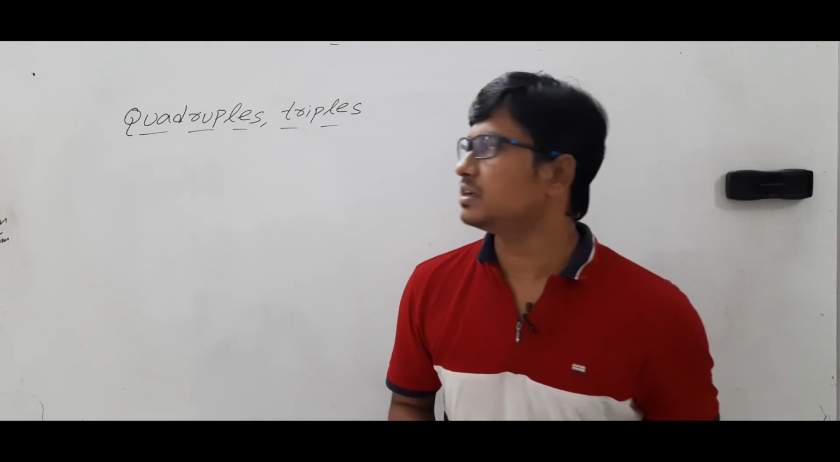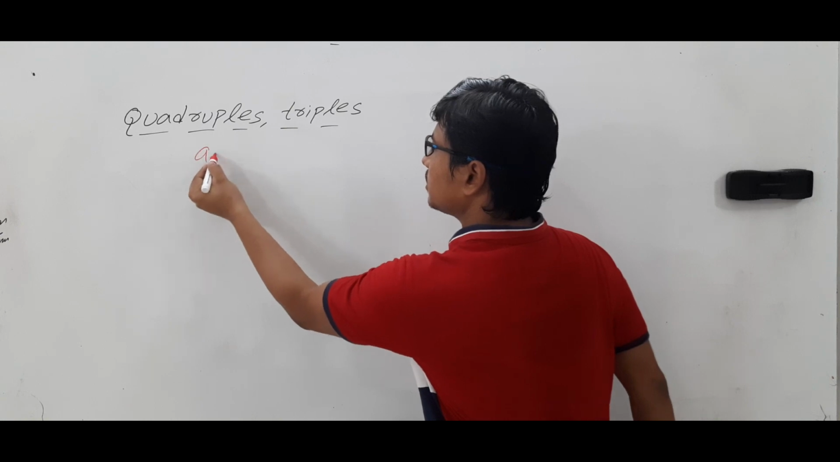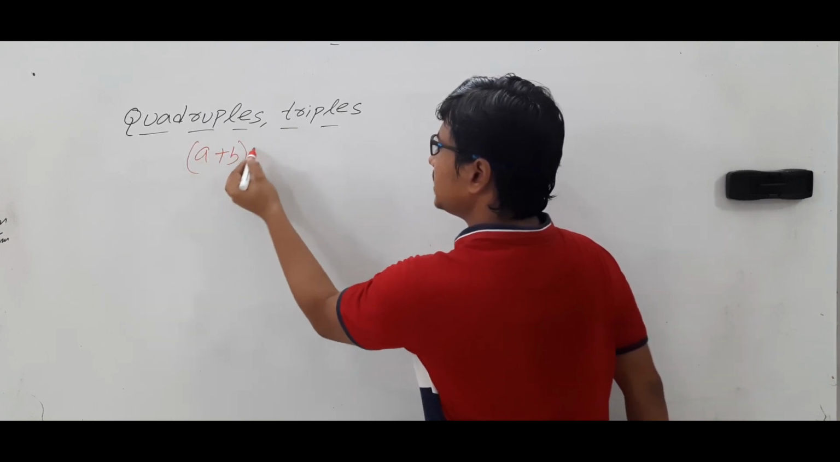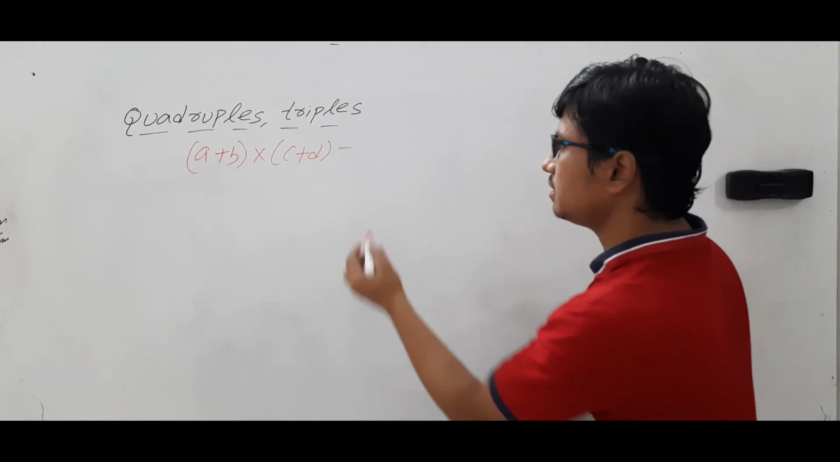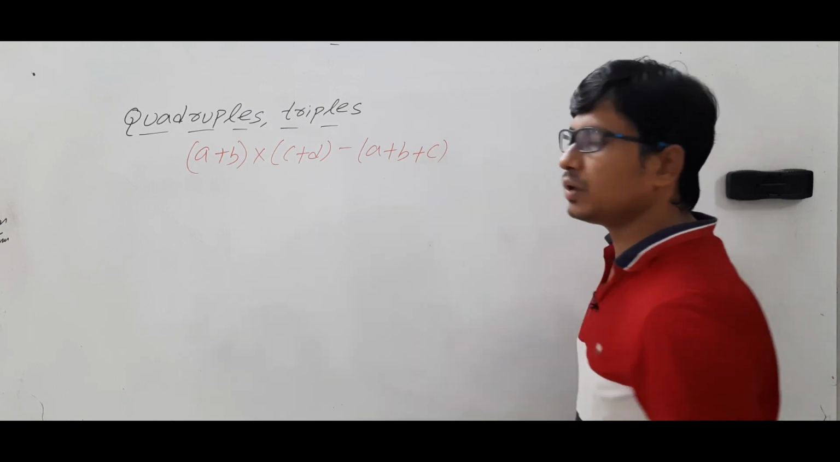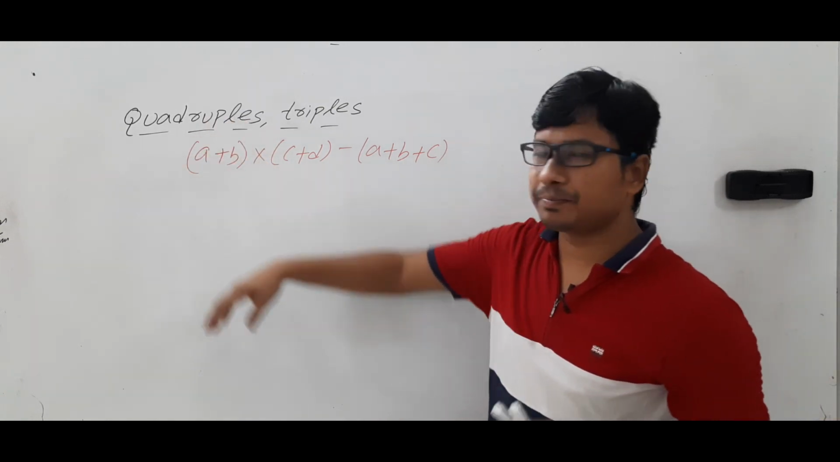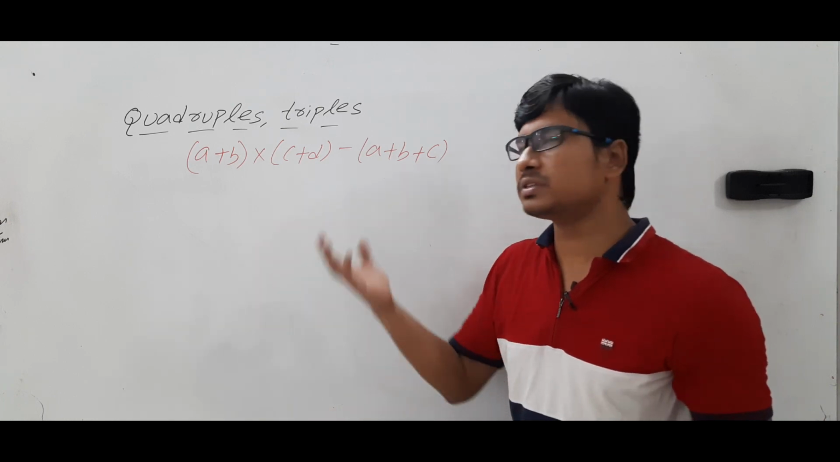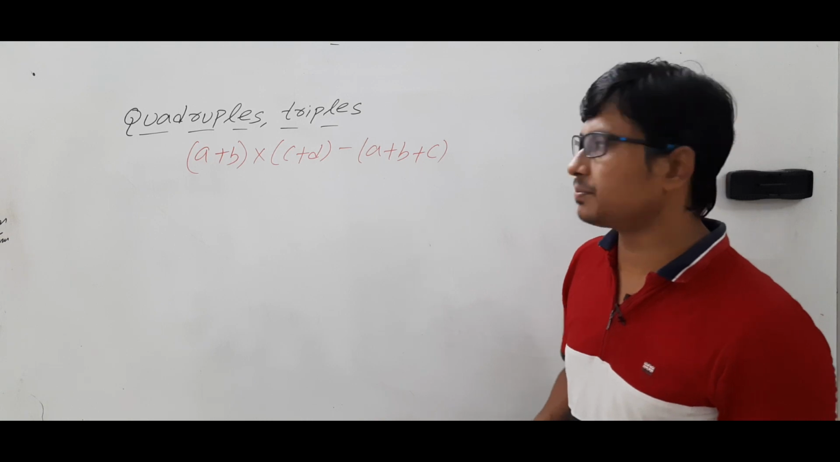First, let me discuss with a simple example. Let's take an instruction: a plus b into c plus d minus a plus b plus c. I want to represent this in the 3 address code first, then I will represent the same instruction in the quadruples, then in the triples. If it is a 3 address code, how will I represent it?